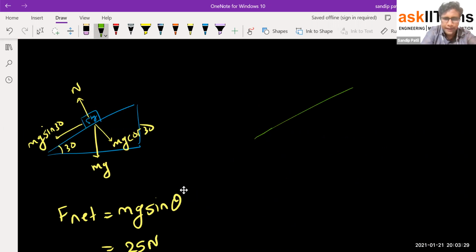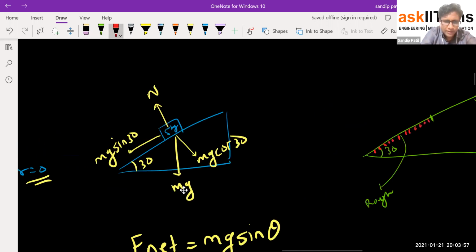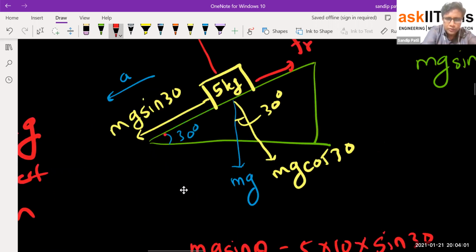If this is the inclined plane, the angle is again 30°. Now the half part of this plane is smooth, so this part is smooth. And half part is rough, so I can say this part is rough. Normally the rough part is shown like this. Similarly here also, for this rough part you can show it like this.